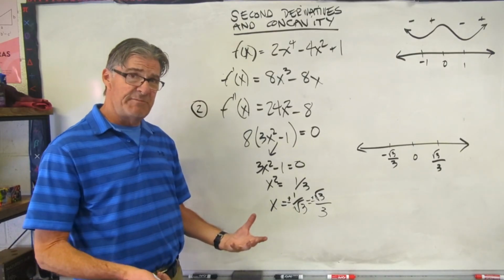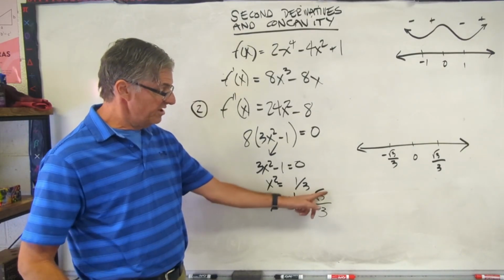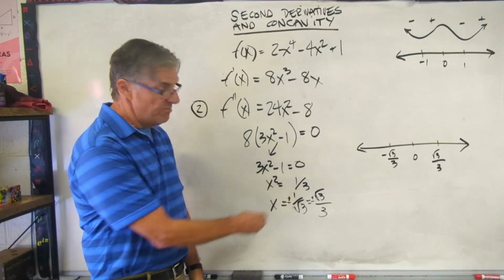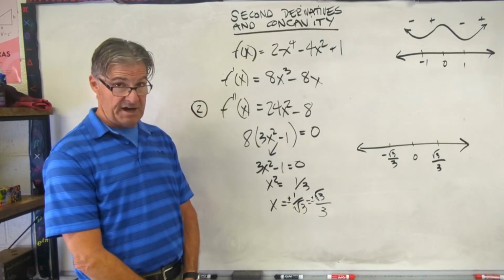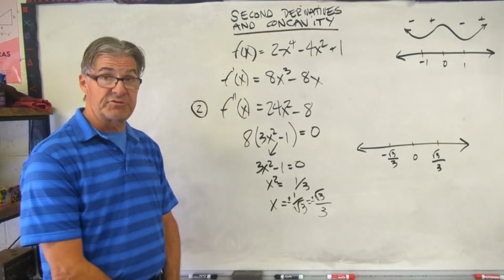Now we have this convention in math. We like to rationalize the denominator. So I converted 1 over root 3 to root 3 over 3. I just multiplied top and bottom by root 3. It's just a form of 1, but that gets the root out of the bottom. So here are my solutions, plus or minus root 3 over 3.